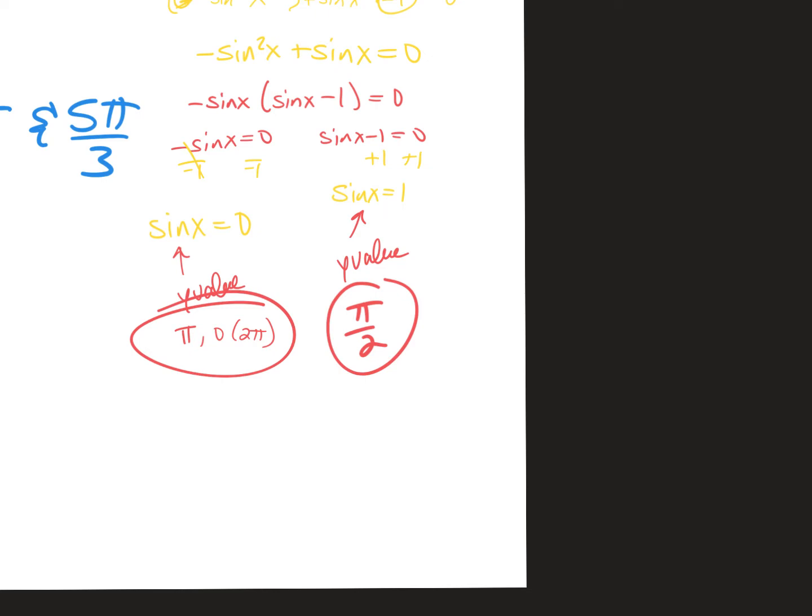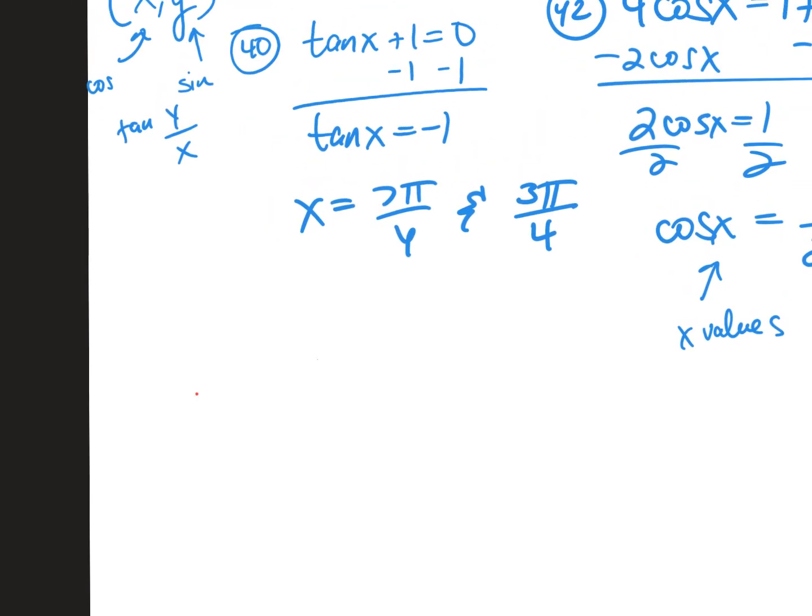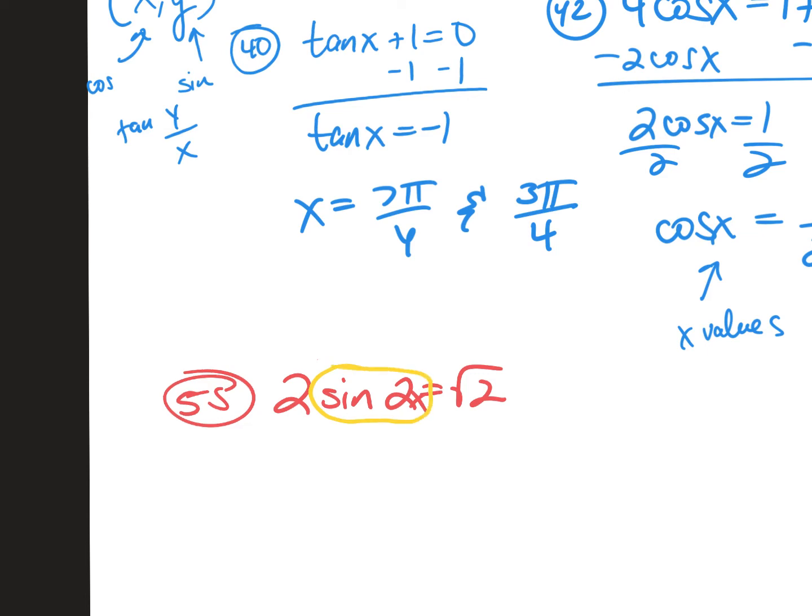That make sense? Let's do 55. I know I didn't write that down, but I just see I want to do that one. So 55. Let's see why 55 is a little different. It says 2 sine 2x equals the square root of 2. Do you guys see this is my trig function here? How's that a little different from the other ones we just did?